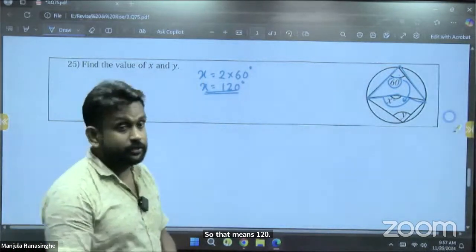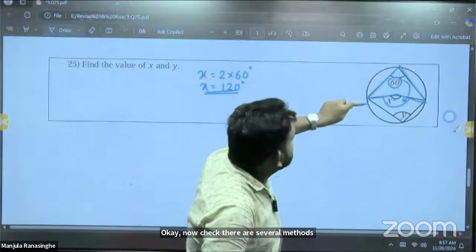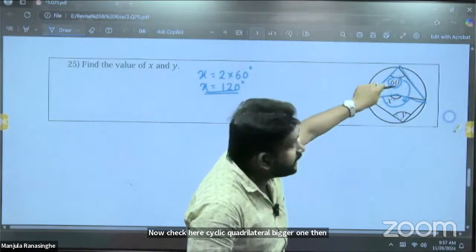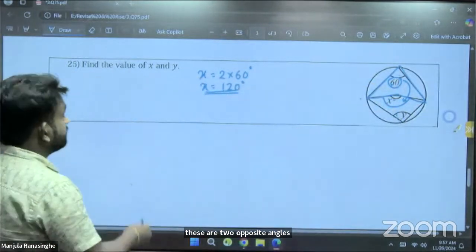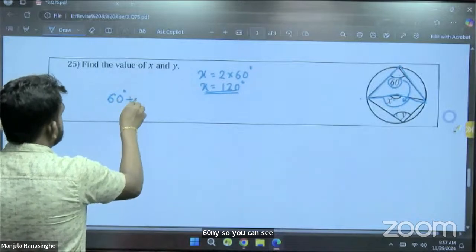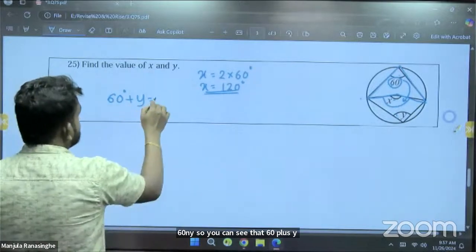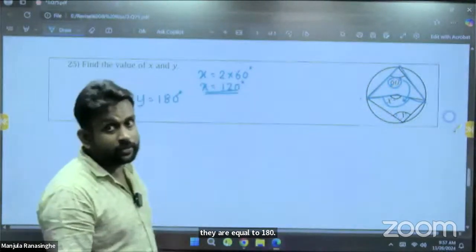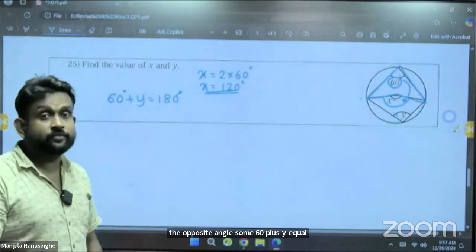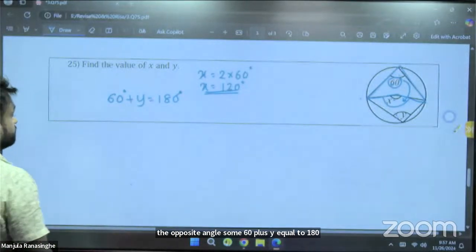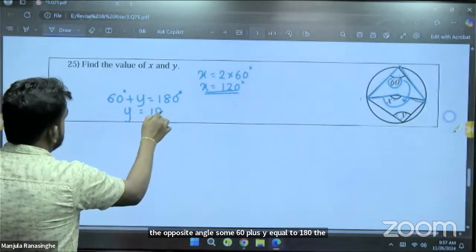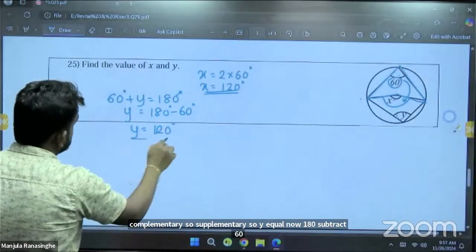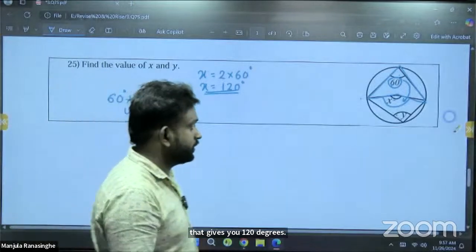There are several methods. Now check the bigger cyclic quadrilateral. These are two opposite angles, 60 and y. You can see that 60 plus y are opposite angles, so they are equal to 180. The opposite angles of a cyclic quadrilateral are supplementary. So y equals 180 subtract 60, that gives you 120 degrees. So y equals 120 degrees.